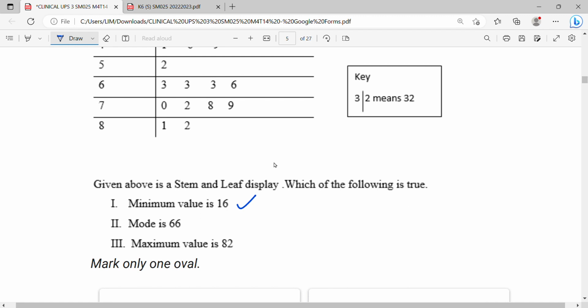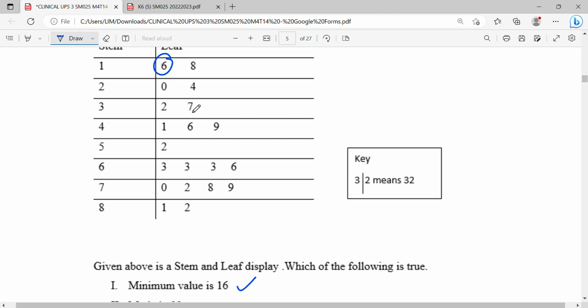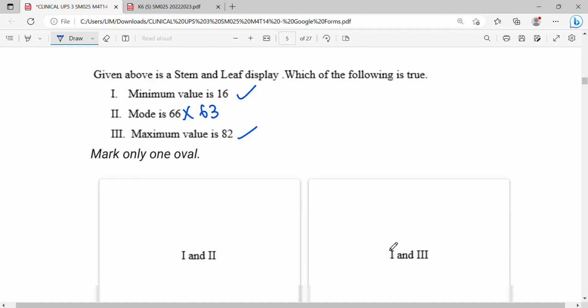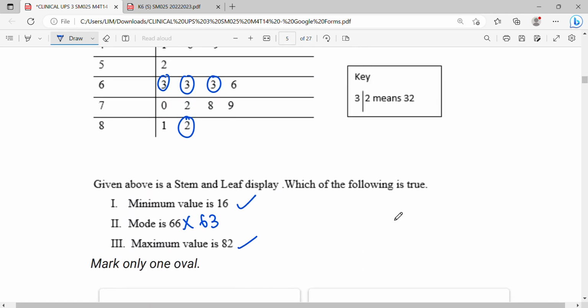Mode, the most occurring data. Here, 63, 63, 63. So the mode is supposed to be 63. Maximum value, the last data here, 82. So 1 and 3 only. Can?